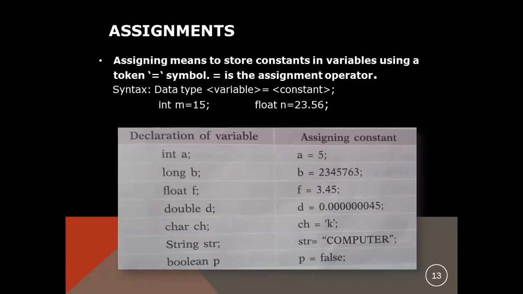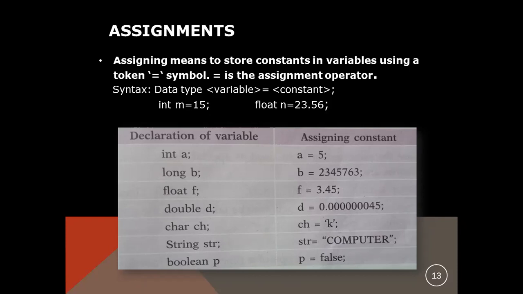Our next token is assignments. Assigning means to store constants or a value in a variable using the token equal to symbol. Equal is known as the assignment operator. Now the syntax for assigning a value is data type, variable, and then the value. Meaning, first of all, when you declare a variable, say m, you should say what the data type is, or what value will be there in the variable m. When I say int m, this means m can store only an integer value.